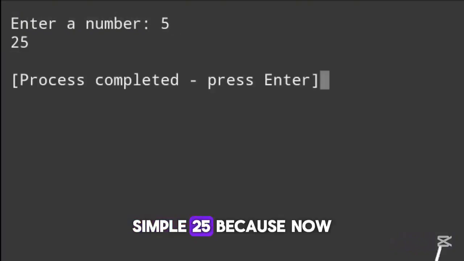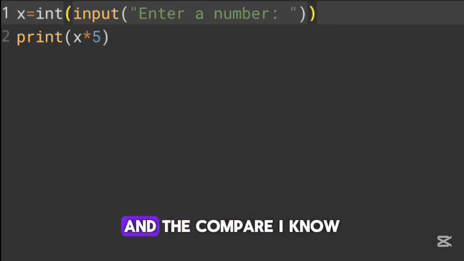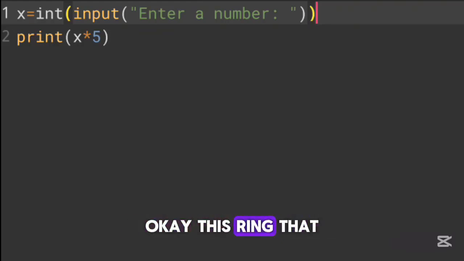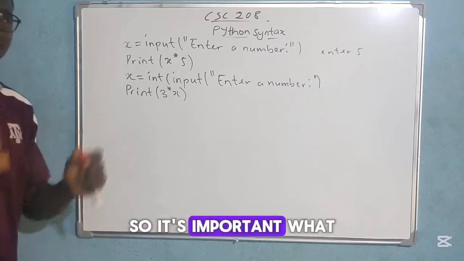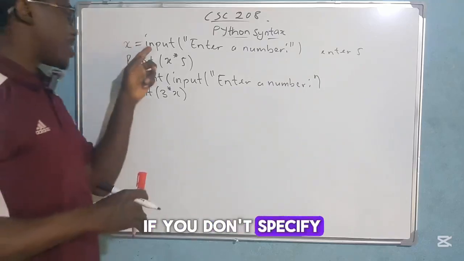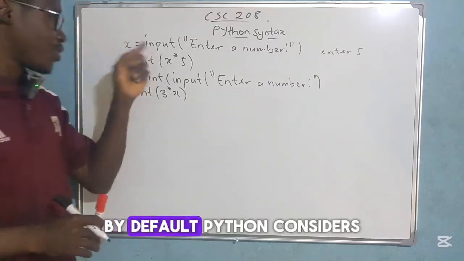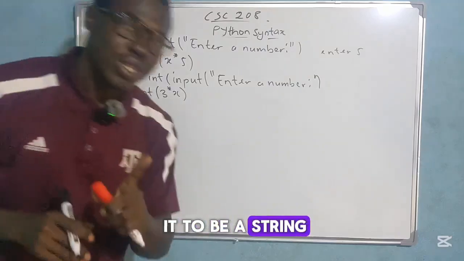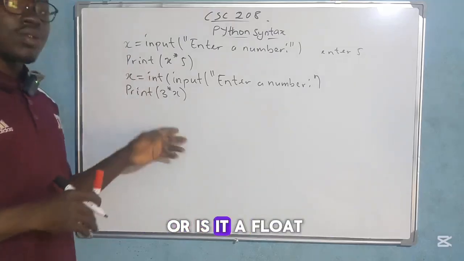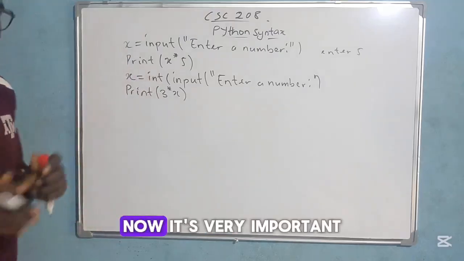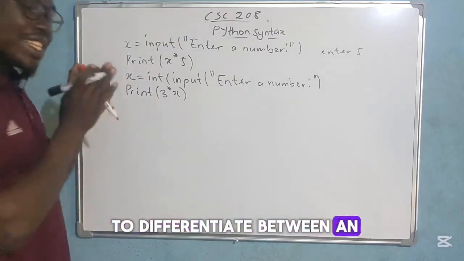Simple, 25. Because now the data type has been specified and the compiler knows, okay, this string that the user is going to input, I need to convert it into an integer. You understand? So that's just it. So it's important what I'm talking about. If you don't specify the data type, by default Python considers it to be a string. So you need to specify the data type. Is it an int or is it a float? Now it's very important to differentiate between an integer and a float.